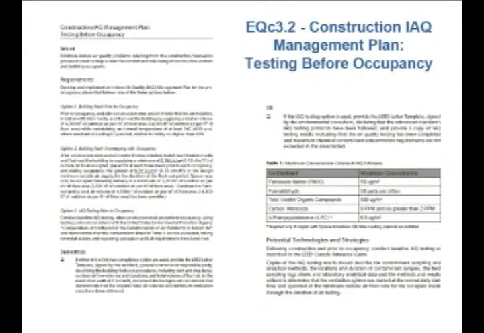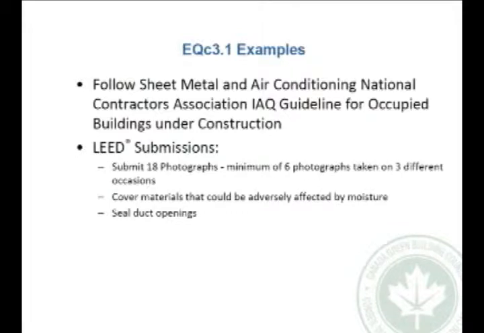Similar process for testing after occupancy for the indoor air quality. As I said, unfortunately I have to run through these relatively quickly. Examples: follow the Sheet Metal and Air Conditioning National Contractors Association Indoor Air Quality Guideline for occupied buildings under construction. It's already been documented what procedures to follow. Lead submissions that are going to be required are to submit 18 photographs, minimum of 6 photographs taken on 3 different occasions, showing that they actually did take the protective procedures.